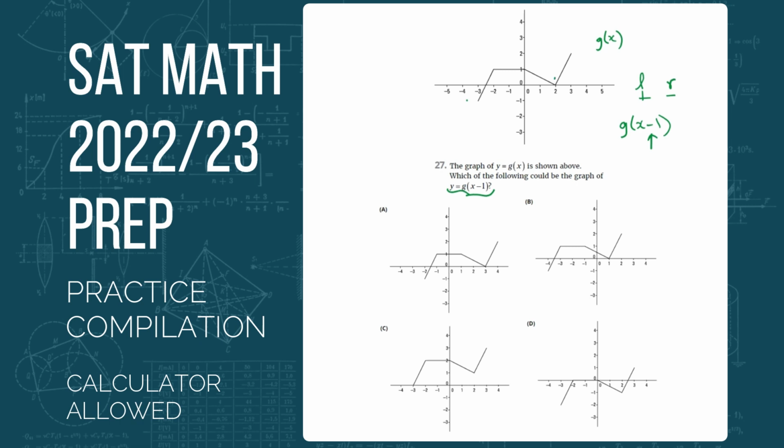So right now we are at 2. This point would now be at 3, and everything else remains the same. And examining graphs A, B, C, and D, we notice this happens in graph A, where there's a shift to the right by one space.